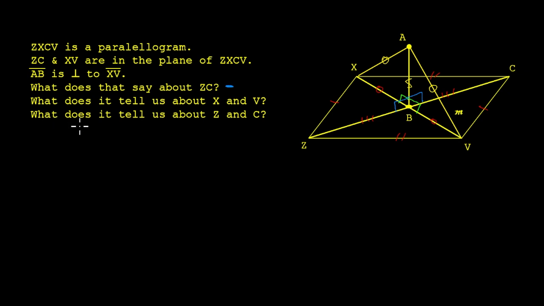So next, what does it tell us about Z and C? Again, we will draw AZ and we will draw AC, two points determine a line. And you can see we have ZB is congruent to BC. We have two right angles, and then we have the reflexive side. So then triangle ZBA and CBA are congruent as well. Then ZA is congruent to AC. So A is equidistant from Z and from C.